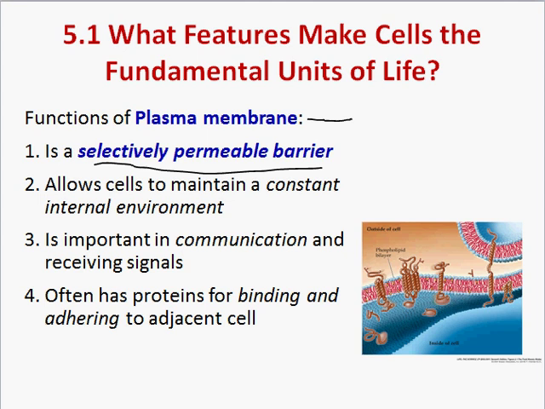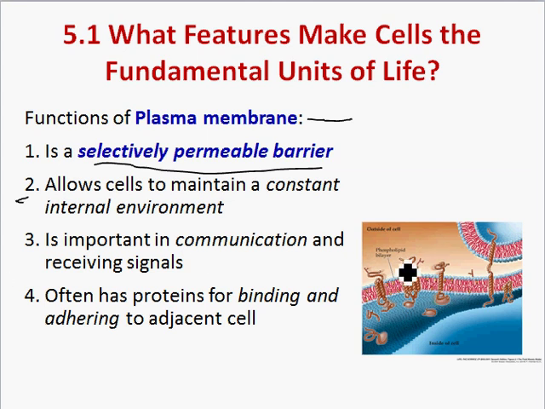Certain things come in, certain things go out based on their chemistry, so it's selective. Not everything can pass through it. And it's permeable, which means things can pass through it, okay, but only certain substances. The membrane is important because it also helps the cell maintain a constant environment. Okay, it helps maintain the water inside, helps maintain nutrients and oxygen and waste materials.